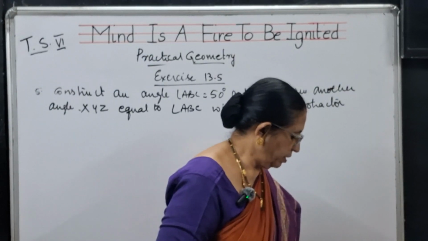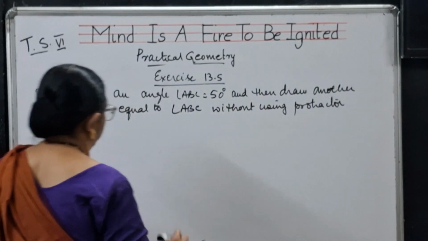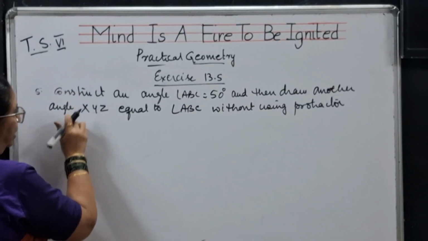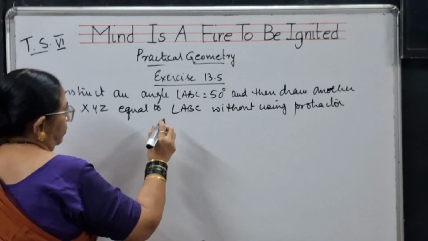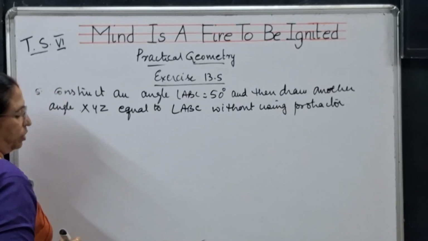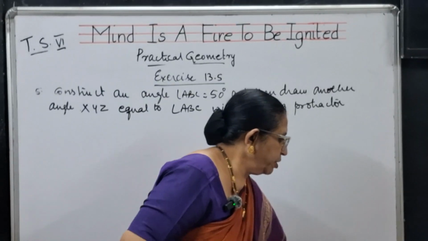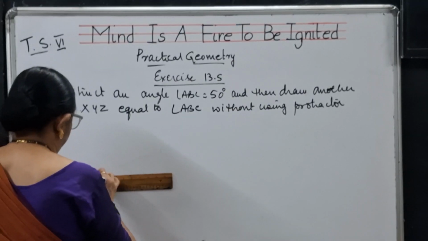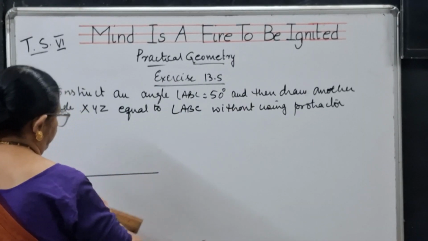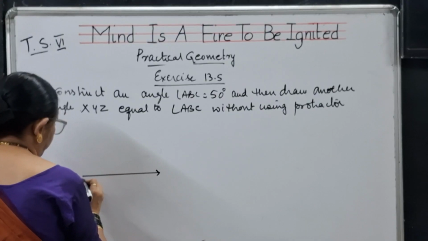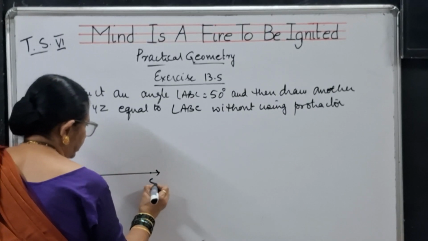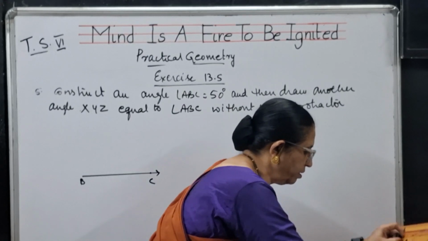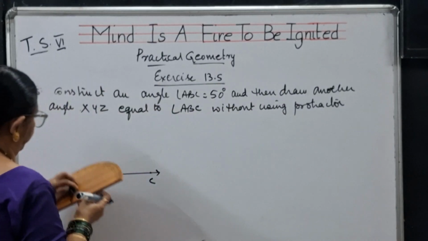Now fifth sum, children. Construct angle ABC equal to 50 degrees and then draw another angle XYZ equal to angle ABC without using a protractor. So first, by using the protractor, let us draw angle ABC which is 50 degrees. So let me take this as C. Now angle ABC is 50 degrees.